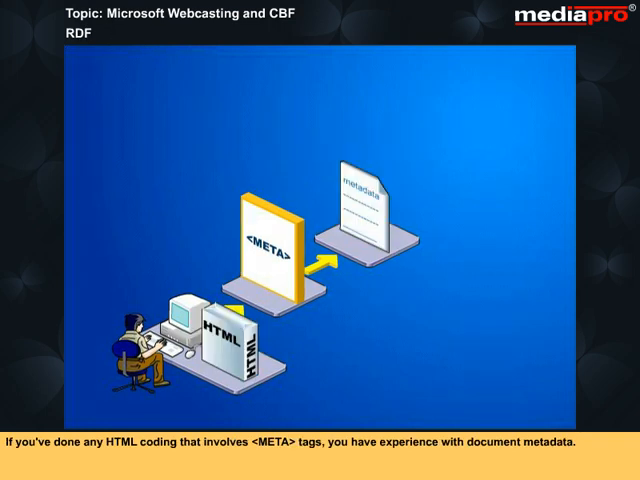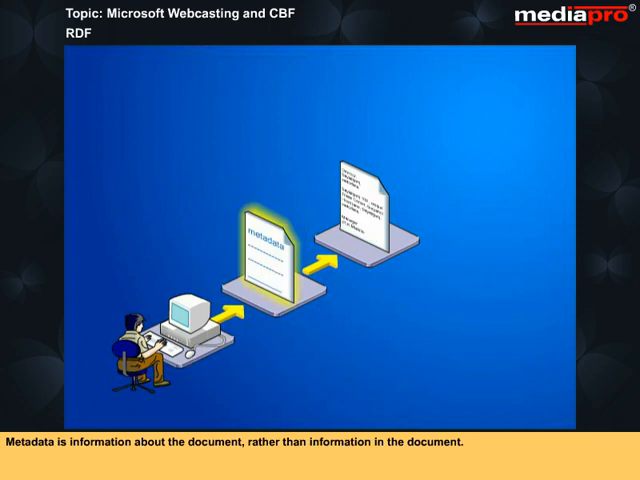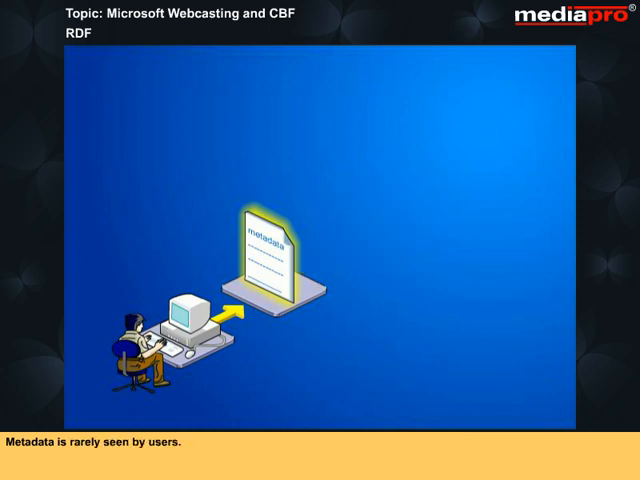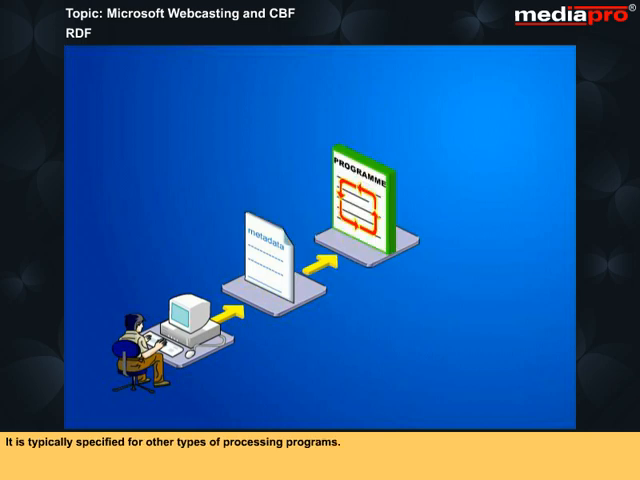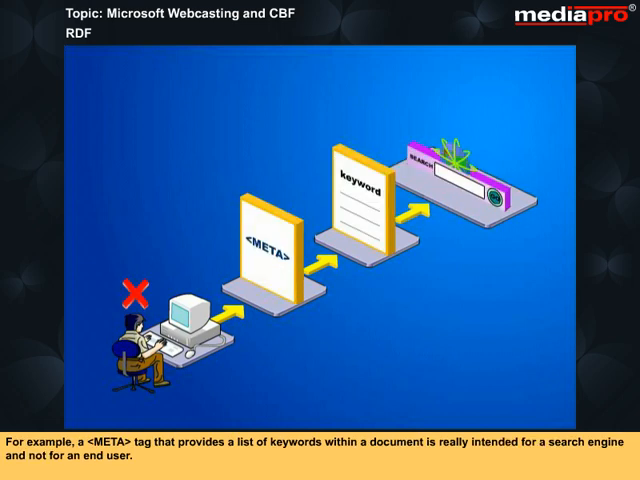If you've done any HTML coding that involves meta tags, you have experience with document metadata. Metadata is information about the document rather than information in the document. Metadata is rarely seen by users. It is typically specified for other types of processing programs. For example, a meta tag that provides a list of keywords within a document is really intended for a search engine and not for an end user.